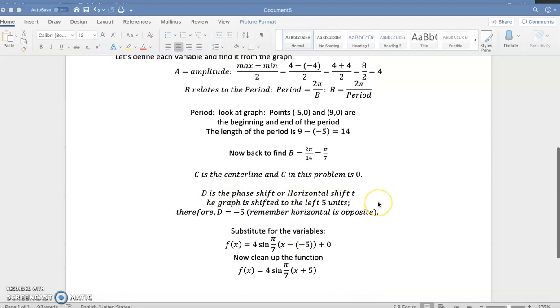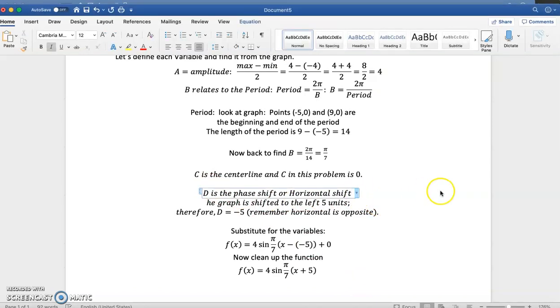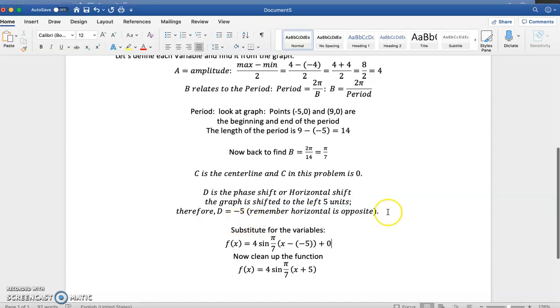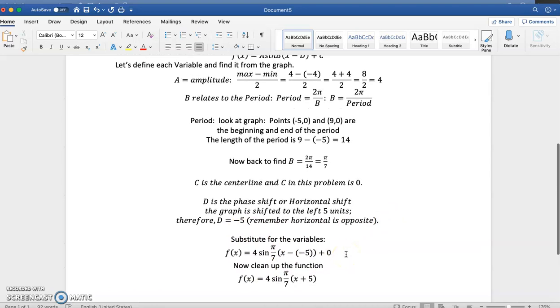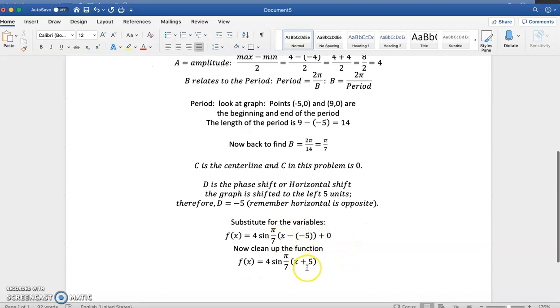D is the phase shift or the horizontal shift. Actually, it's for down here. The graph is shifted to the left 5 units. So D is -5, but it's always kind of like the opposite of that. So we subtract the -5. So when you plug it in, it's +5.